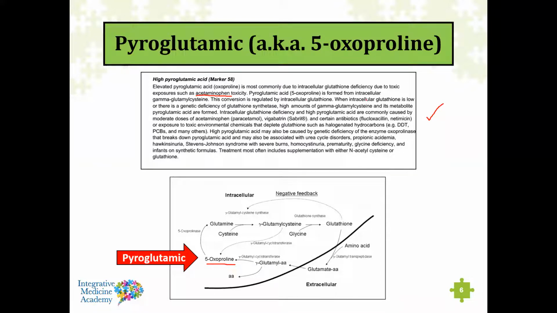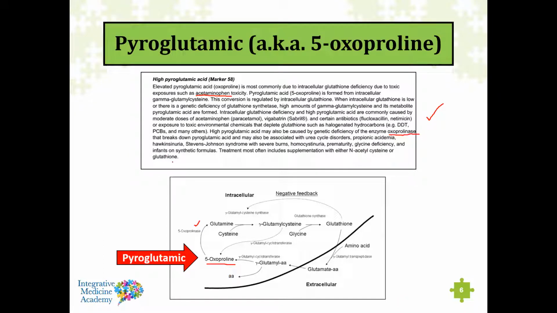Now, there are less common reasons that this could be elevated. There are certain antibiotics that can cause it to be high. That basically means they deplete glutathione, and then there are different things downstream from there. Chemical exposures and mold exposures, for example, could deplete glutathione in the body. And even less common than that would be more genetic factors. A deficiency in oxoprolinase, for example, could lead to an increase of pyroglutamic.